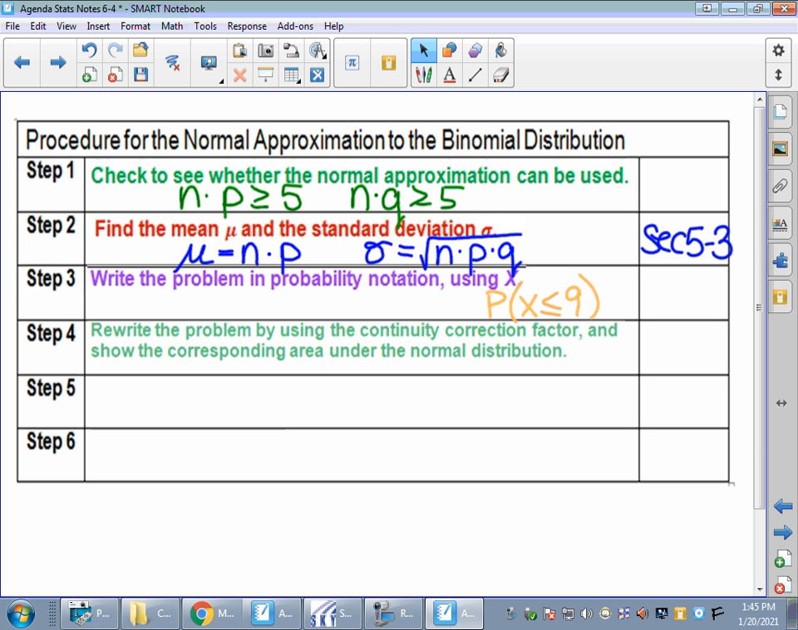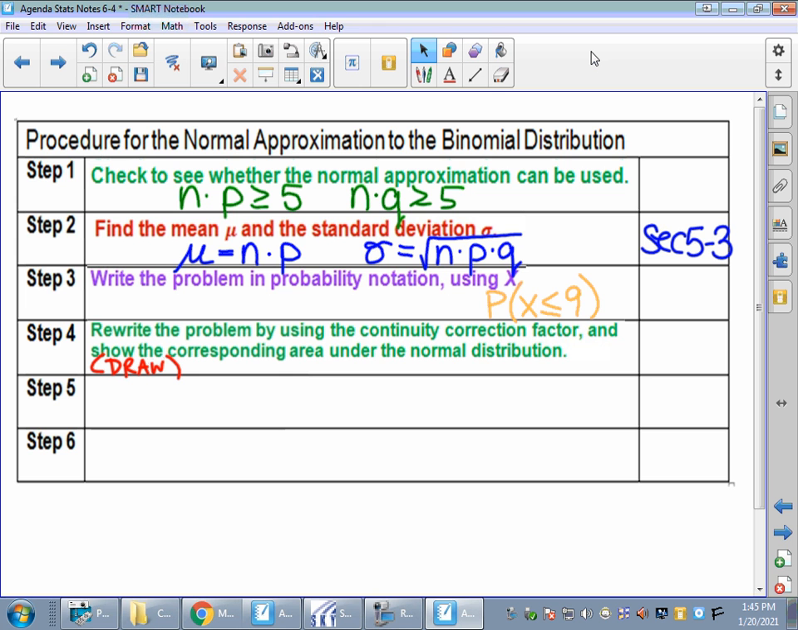So step 4, use that continuity correction factor. Show the area corresponding under the normal distribution. When I say to show it, you know me, I'm saying it couldn't hurt to draw it. Some people aren't going to need to, but if you ever ask me a question, I'm going to tell you, what does that look like?